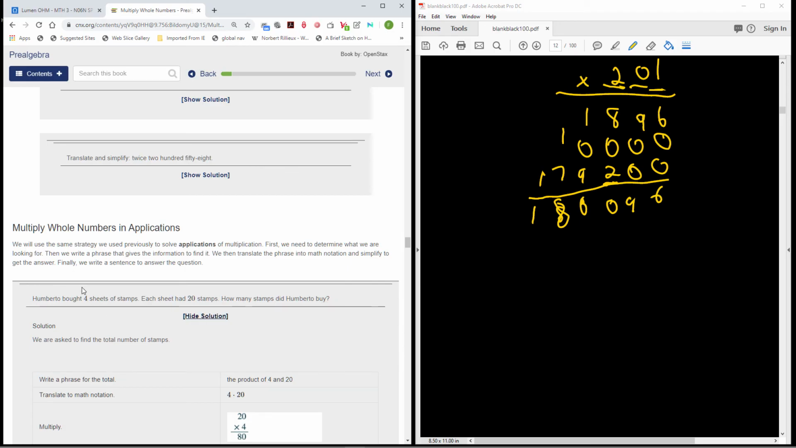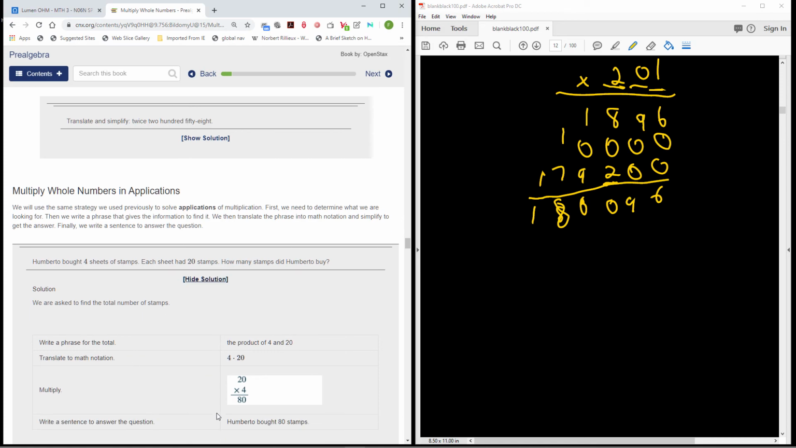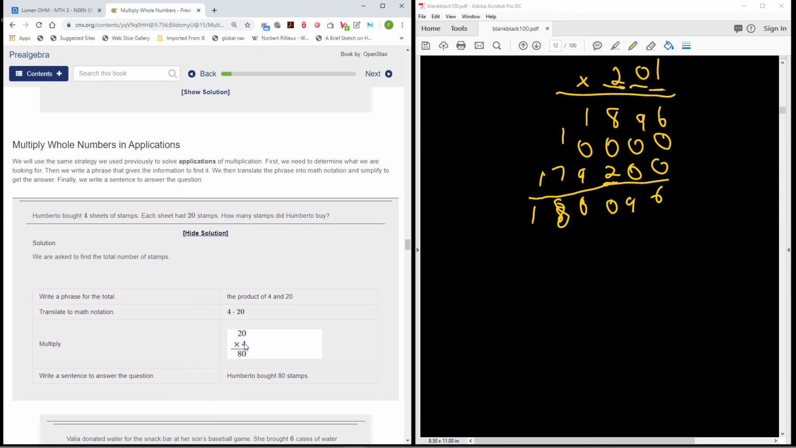Humberto bought 4 sheets of stamps. Each sheet had 20 stamps. How many stamps? So he had 4 sets of 20. 4 times 20 is 80. And there's your multiplication.